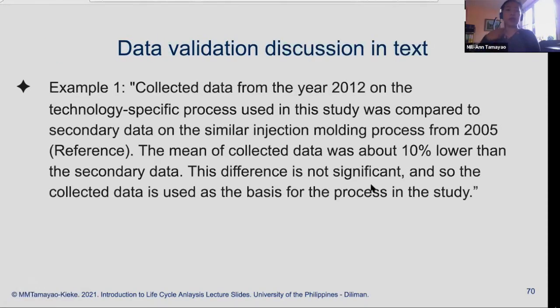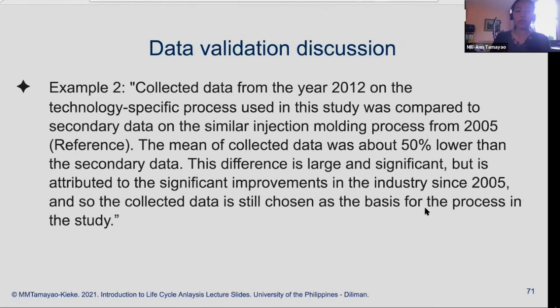So for example, you can include something like this: collected data from the year 2012 on the technology-specific process used in this study was compared to secondary data on the similar injection molding process from 2005, and then you put the reference. The mean of the collected data was about 10% lower than the secondary data. This difference is not significant, and so the collected data is used as the basis for the process in the study.